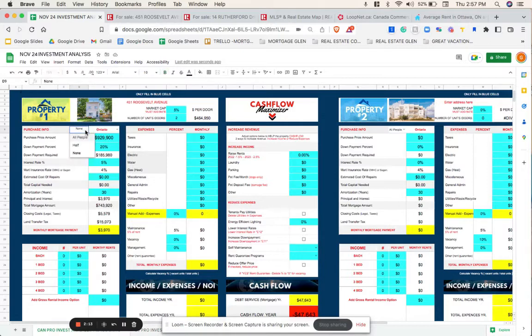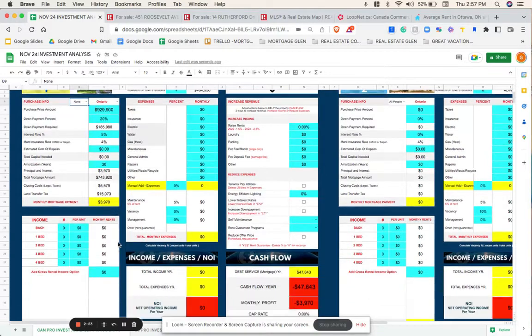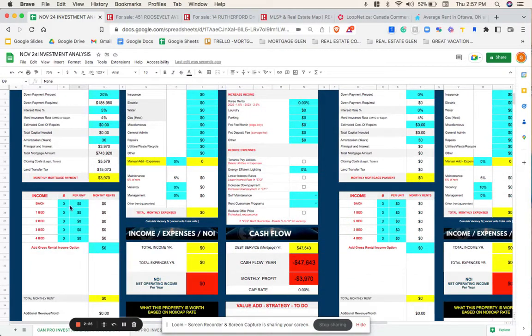This is also another drop down for if you're a first-time home buyer, or if you're an investor, more than likely you've purchased a number of houses, so you're going to say none, and it'll calculate the land transfer tax and the closing costs for you. Okay, so we're going to come down here to income. So we said there's 2 units, a 3 and a 2. So we're going to put a 1 there and a 1 here.